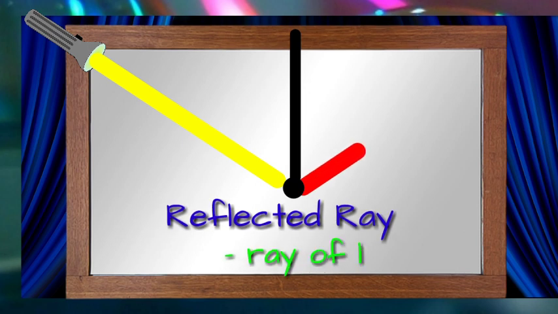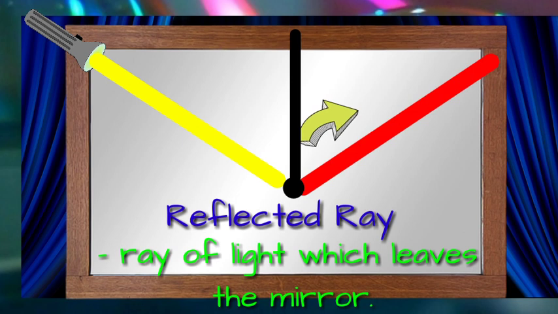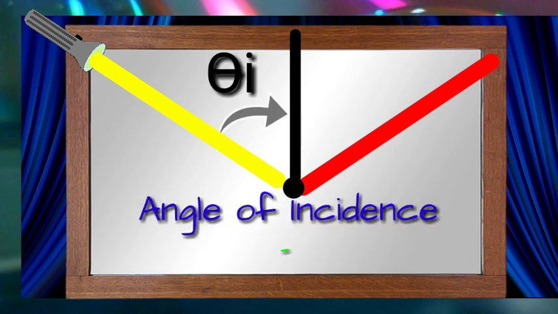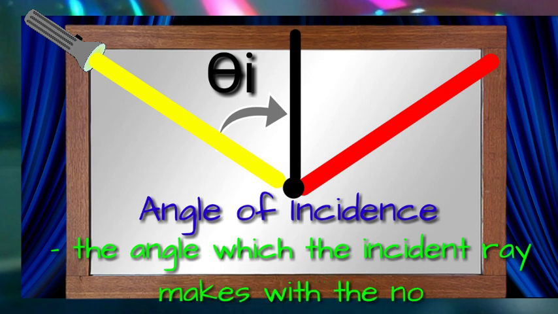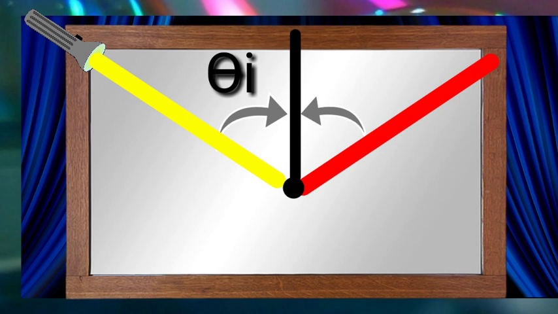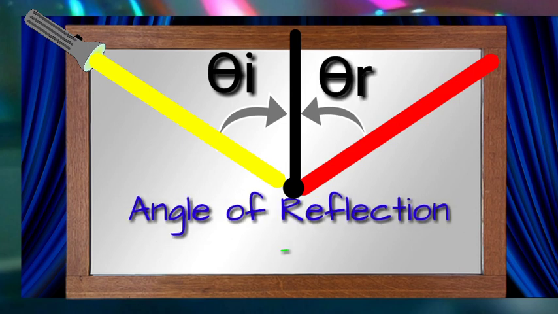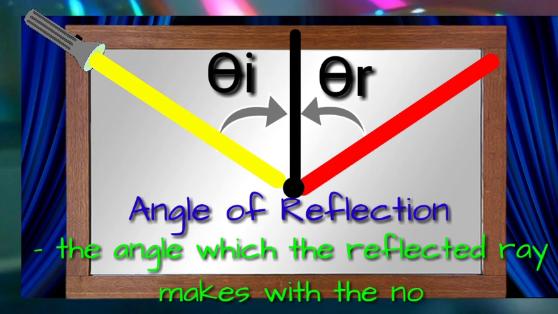Reflected ray: the ray of light which leaves the mirror and is represented by an arrow pointing away from the mirror. Angle of incidence: the angle which the incident ray makes with a normal line. Angle of reflection: the angle which the reflected ray makes with a normal line.